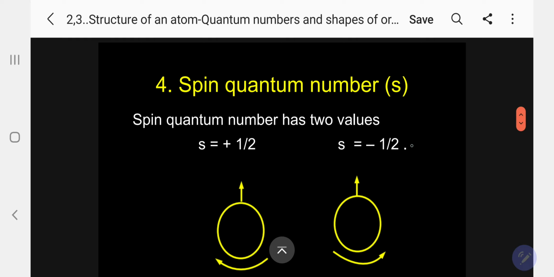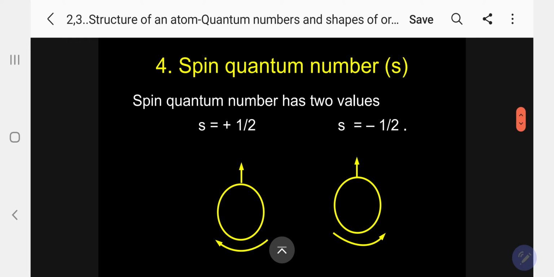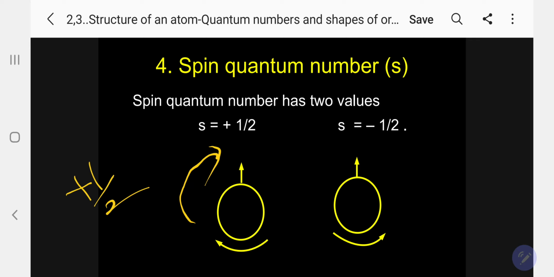Okay. Now, how do we represent the electron? Spin quantum number has 2 values. Kindly follow. Suppose you assume the electron as a particle, it can rotate clockwise. If it rotates clockwise, we say plus. If it rotates anti-clockwise, I can say it is minus. The value I can give for the spin quantum number for an electron is half. If clockwise rotation, plus half. Anti-clockwise rotation, minus half.